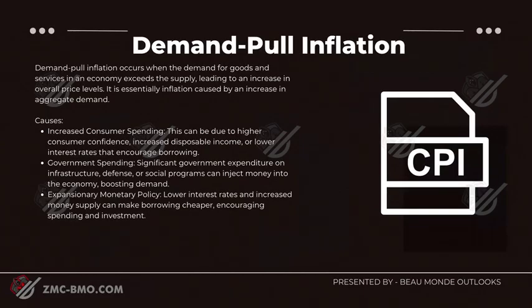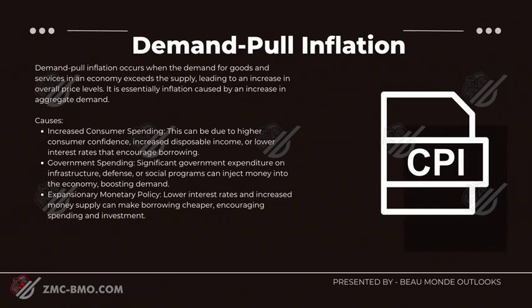Now, the opposite to cost push is demand pull. Demand pull inflation occurs when the demand for goods and services in an economy exceeds the supply, leading to an increase in the overall price levels. It is essentially inflation caused by an increase in aggregate demand. Now, the causes for this are increased consumer spending due to more confidence, more disposable income, and lower interest rates that can encourage borrowing. Government spending can play a role in this.